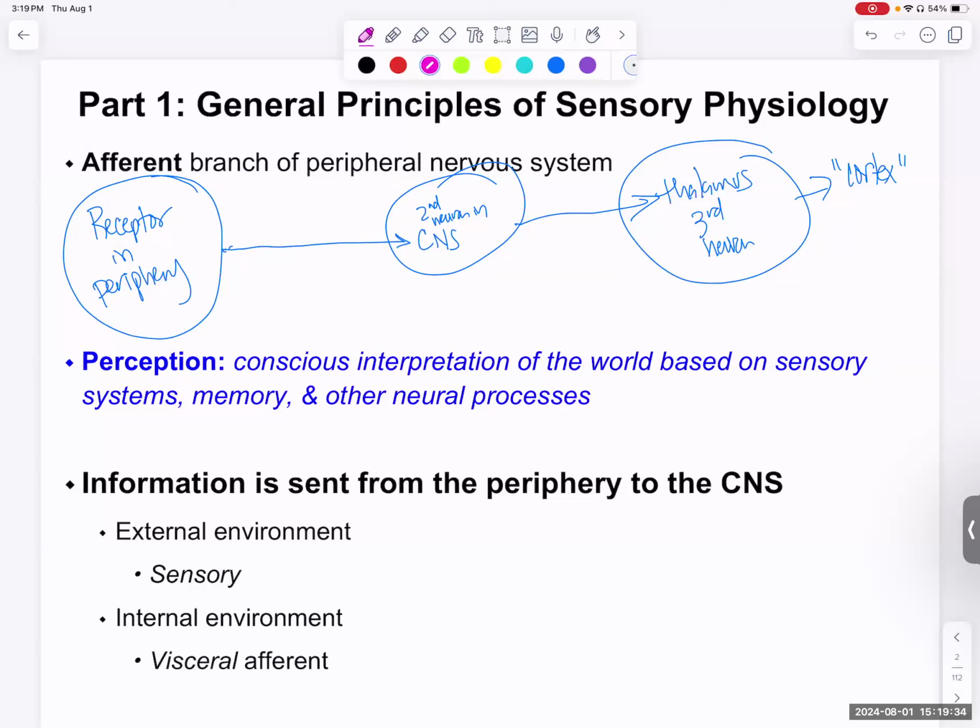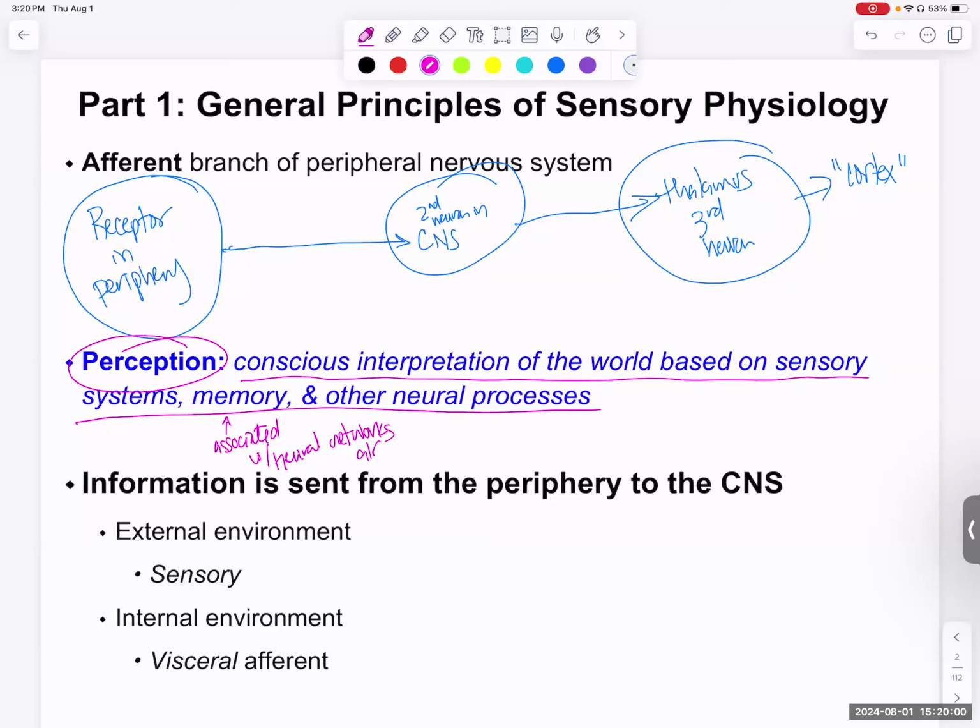It's important to define perception. Perception is a conscious interpretation of the sensory messages, or sensory action potentials, coming in and then being associated with neural networks already formed. And so you can have a conscious interpretation. So perception is not sensation.